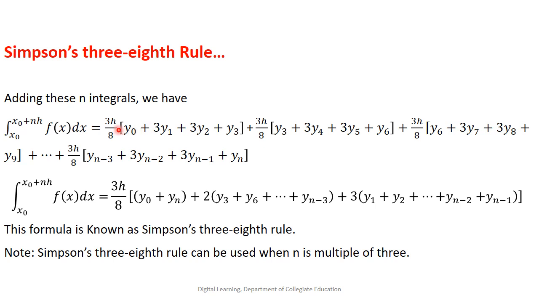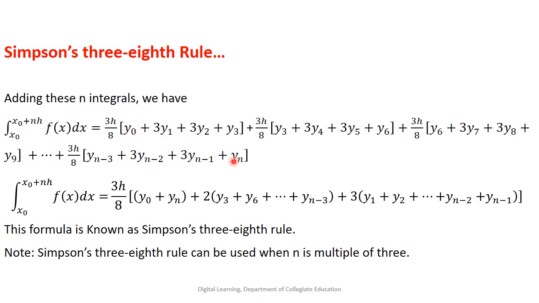here we are taking the RHS of all the previous equations. This is the right hand side of the first equation, right hand side of the second equation, right hand side of the third equation, right hand side of the fourth equation. And in this right hand side, you can observe 3h by 8 is common. So I am taking here 3h by 8 outside.